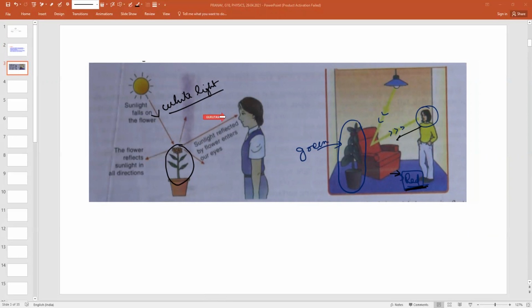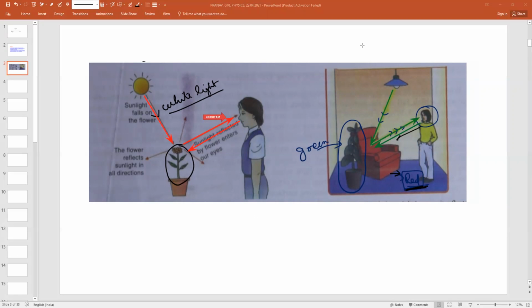That reflection will go to, look here, the arrow mark. Can you see the arrow mark? So this is the way. First, the light is coming from the sun towards the flower, and then the reflection is going towards the girl, and then the girl can see the object. Similarly, you can see here on the right hand side one picture. Light is falling on the sofa, and then the reflection goes to the eyes of the girl, and then this girl can see the sofa. Is it clear?